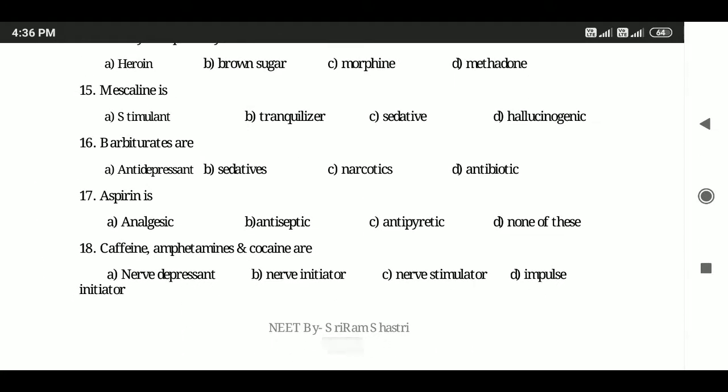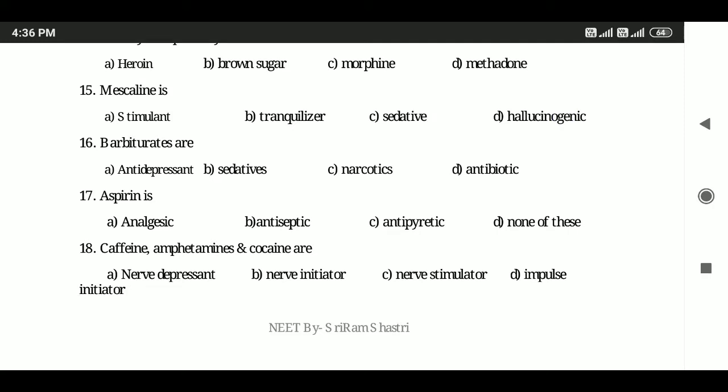Mescaline is stimulant, tranquilizer, sedative, hallucinogenic drug. Now if we talk about mescaline, it is generally considered again a hallucinogenic drug. It alters the psychological state of the brain of a person.